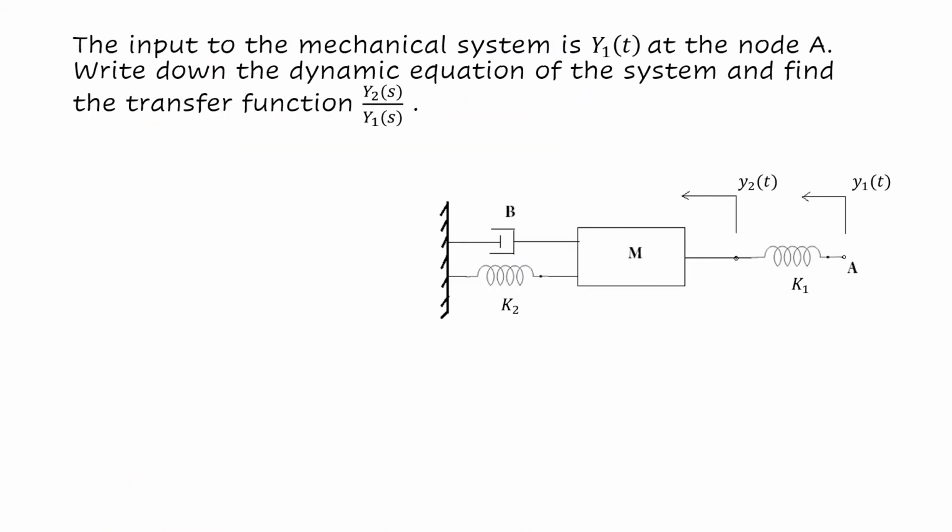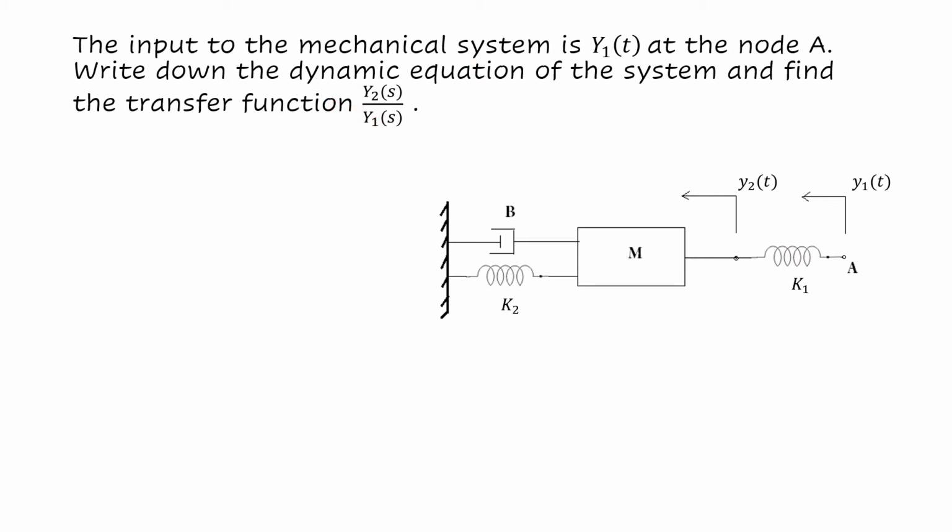The next one is, the input to the mechanical system is y1 of t at node A. Write down the dynamic equation of the system and find the transfer function y2 of s by y1 of s. So this is a mechanical translatory system. This is the static reference frame. The applied input is y1 of t, which causes a displacement y2 of t. We are supposed to find the transfer function y2 of s by y1 of s.